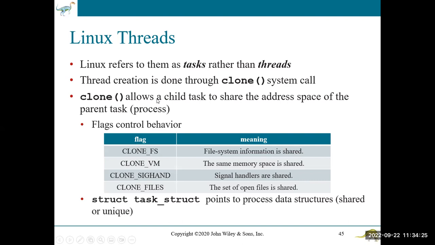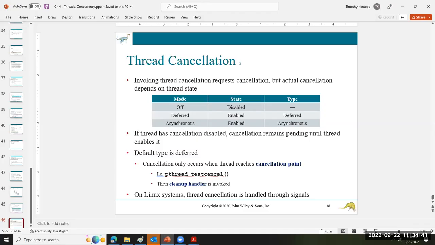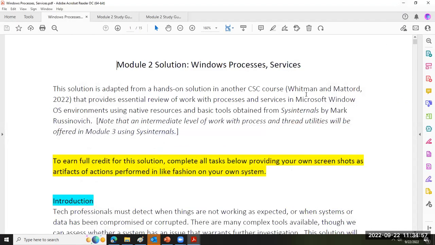So we've talked about cloning before and parent-child scenarios. Any questions about Linux threads? No questions. That's it. So that concludes our review of threads. What we're going to do now is take up chapter 5 and get as far with that as we can. The goal is to complete our review of the content from those 3 chapters.